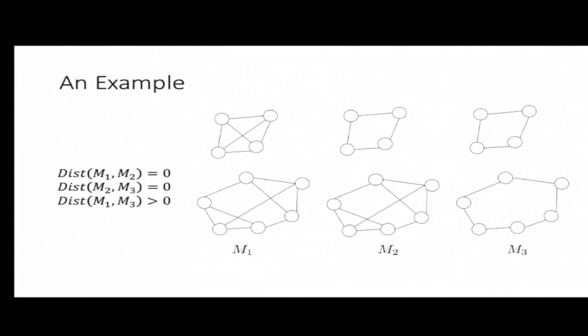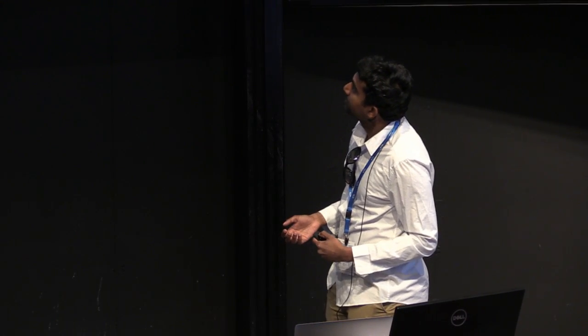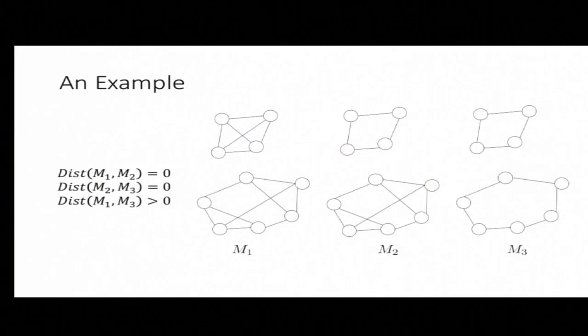So let's look at an example to get a bit more intuition of how this notion of distance might behave. Here we have 3 Markov chains. Each is supported over 2 connected components. M1 and M2 are identical in the bottom connected component, and M2 and M3 are identical in the top connected component. And our notion of difference will say that the distance between M1 and M2, somewhat surprisingly, is actually 0.